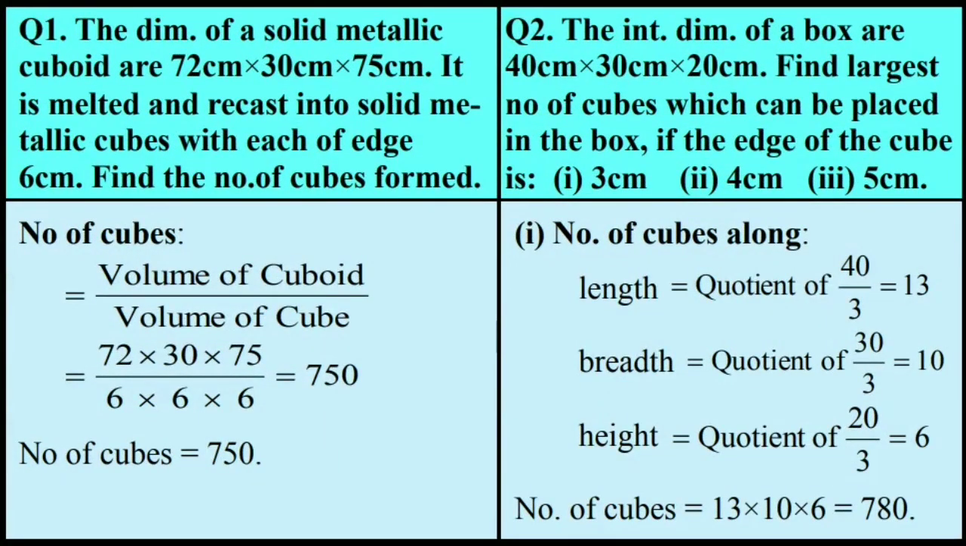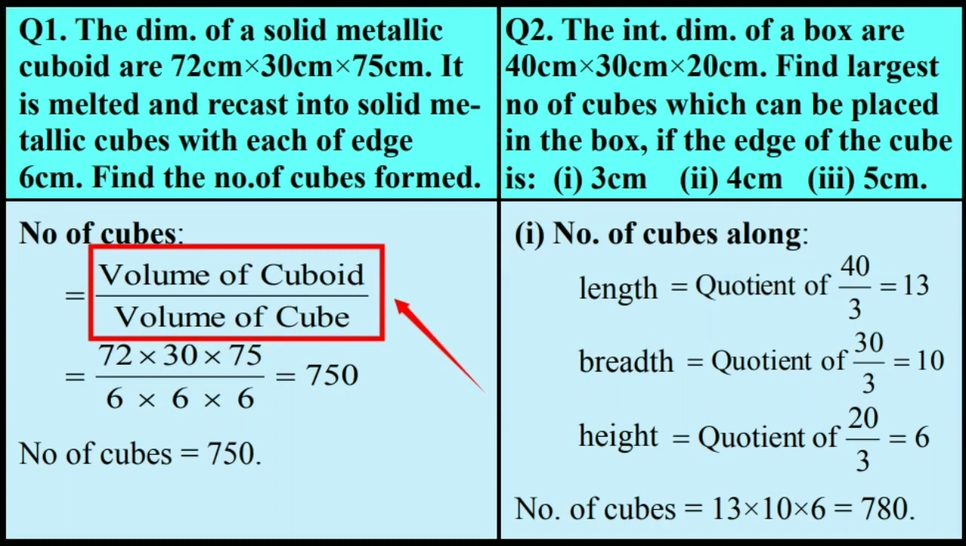Let's take some questions based on cube and cuboid. Here is question number 1. The question says the dimensions of a solid metallic cuboid are 72 centimeter into 30 centimeter into 75 centimeter. It is melted and recast into solid metallic cubes with each of edge 6 centimeter. Find the number of cubes formed.